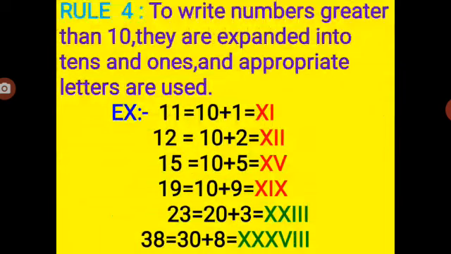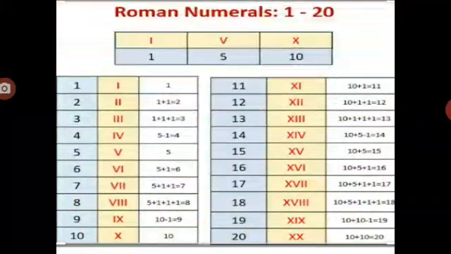19 means 10 plus 9. 10 is X, and 9 is IX, so X followed by IX. Then 23 is 20 plus 3. 20 means 2 X's, and 3 means 3 I's after. Then 38 is 30 plus 8. 30 means 3 X's followed by VIII. This is 38. Next, have you cleared the 4 rules? Okay, see the Roman numerals.